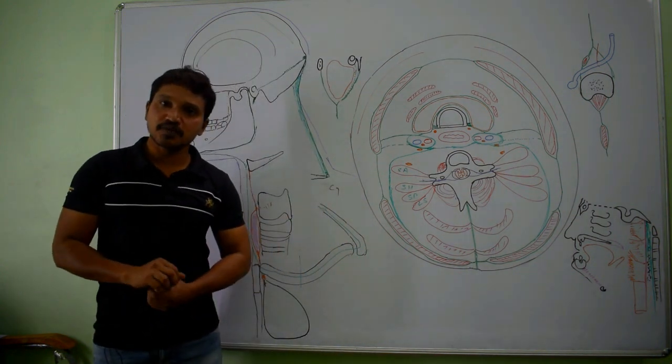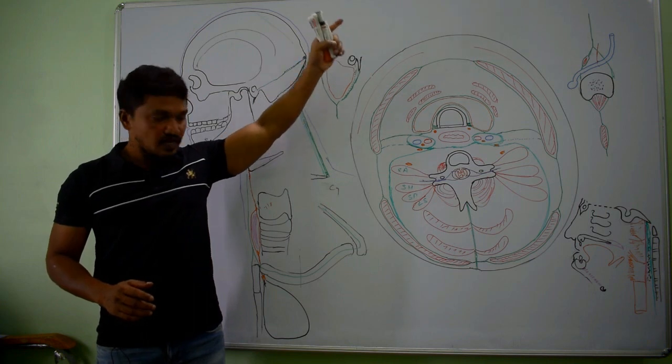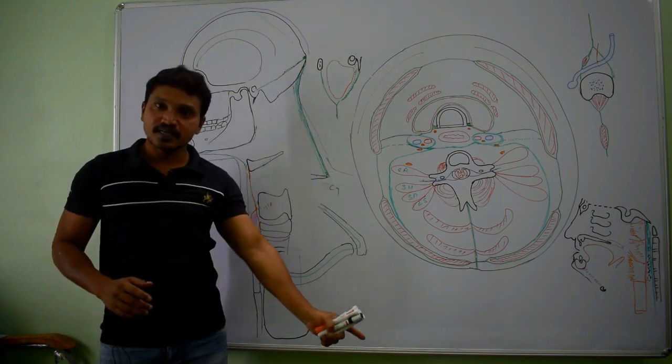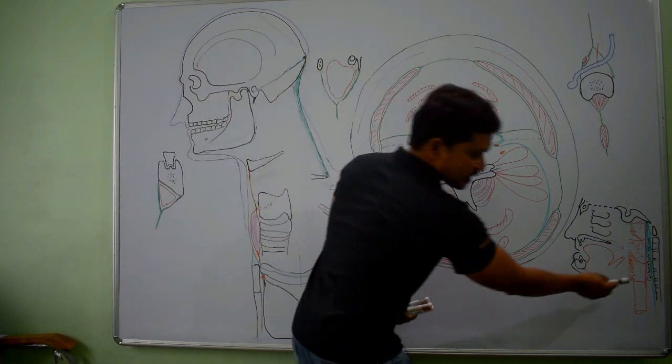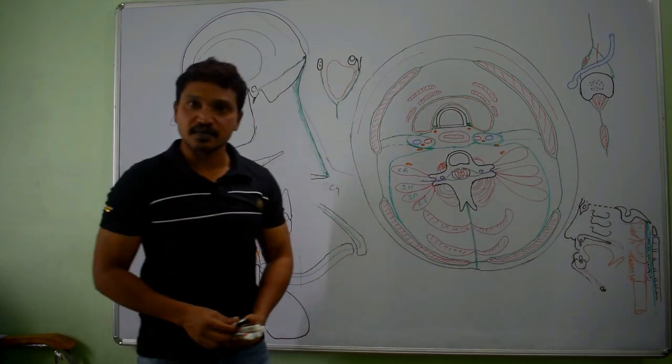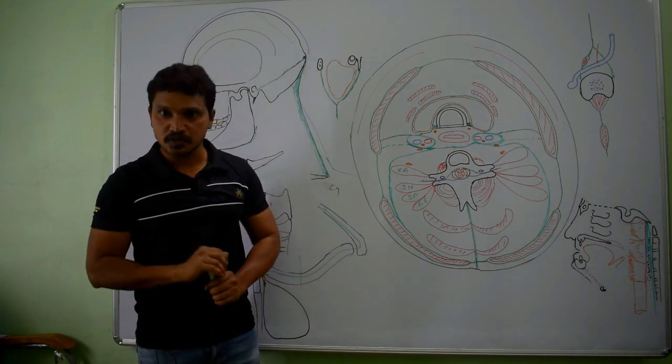This retropharyngeal space, superiorly it is extending up to the base of the skull and inferiorly it will be open into the superior mediastinum. See here, it is opening into the superior mediastinum. What contents are present here? There will be loose areolar tissue.